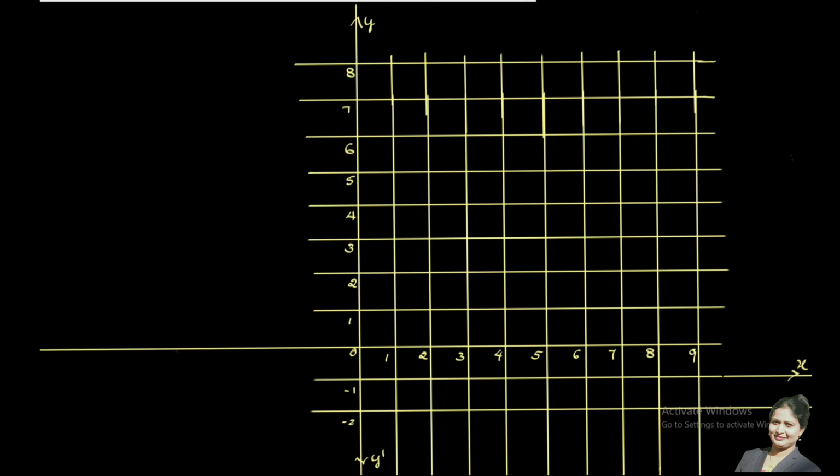In the previous class, you learned about consistent and inconsistent pair of linear equations. Today, we are learning the four methods for solving a pair of linear equations. Totally four methods. First one is the substitution method.